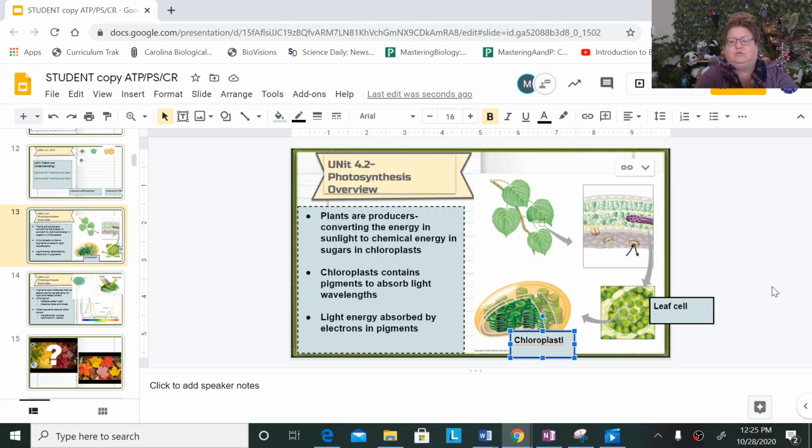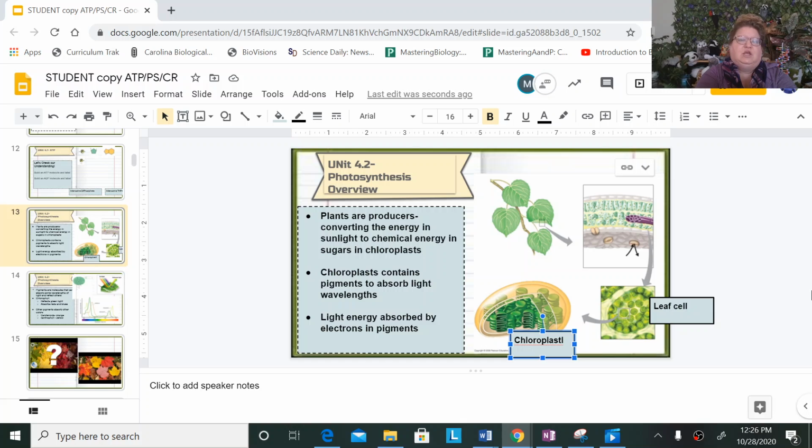Now, plants are called producers because they produce their own food. That means they're converting the energy in sunlight to chemical energy stored in glucose, sucrose, fructose, any sugar or starch, any carbohydrate you can think of, plants can make. And so we're taking sunlight energy and converting it into chemical energy in bonds. Now, it's the chloroplasts that do that, and chloroplasts contain pigments to absorb these light wavelengths.